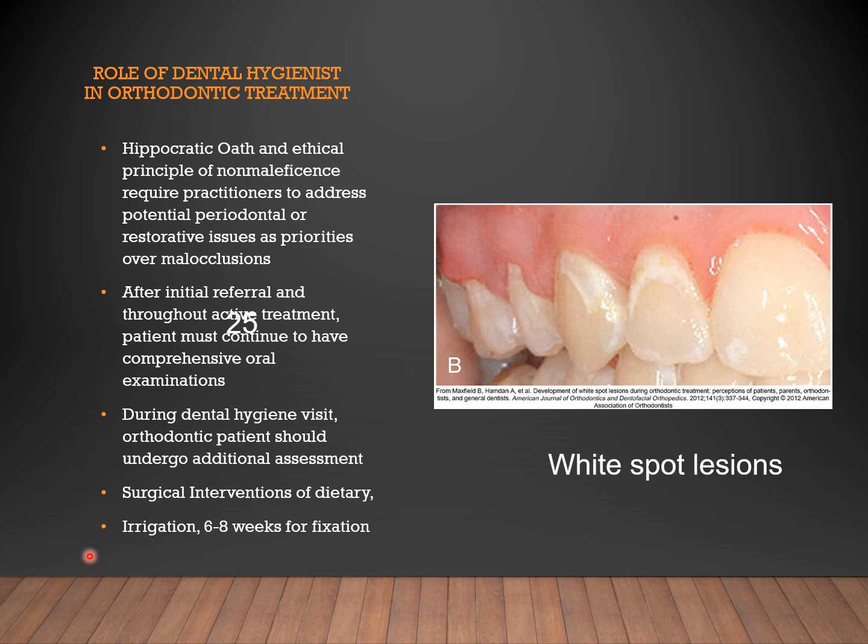This aspect right here, they're talking about oral irrigation for 6 to 8 weeks on fixation. That's if someone has had a surgery, a mandibular type of surgery, and their maxillary and mandibular were wired together due to that surgery. They might have to use a very soft toothbrush, some swabs, and an oral irrigation with chlorhexidine until it heals up.